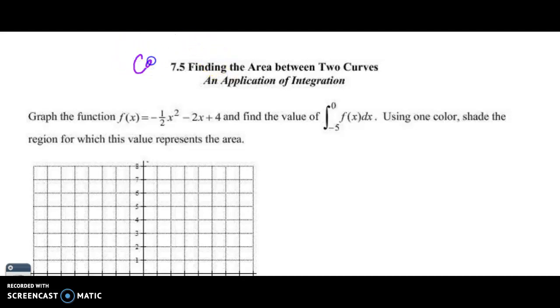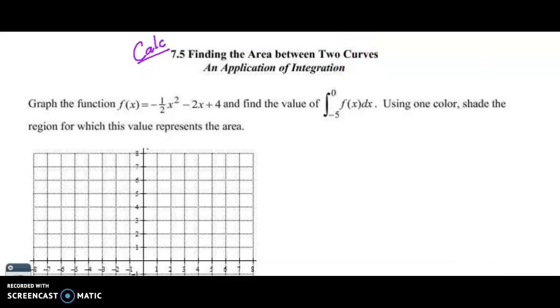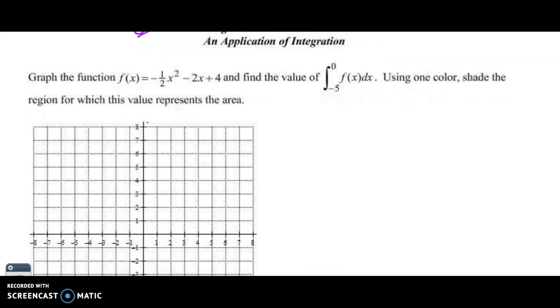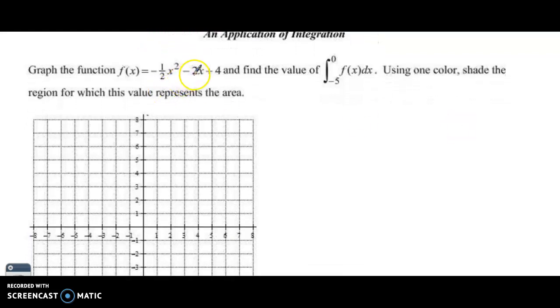Hey Calculus, we're ready for 7.5 and we're doing area between two curves, and it's just an application of integration. And recall that if I were to ask you to graph this, and I'm going to use some Algebra 2 type knowledge, if you recall, negative b over 2a is what we did to graph this function. So negative of negative 2 would be positive 2 over 2 times negative 1/2. And what I'm doing right now is I'm figuring out that the axis of symmetry is at x equals negative 2.